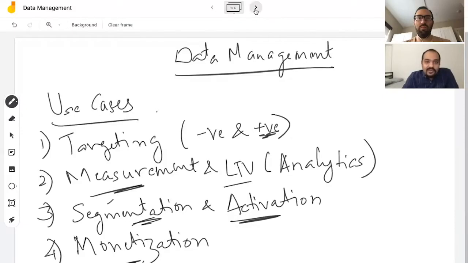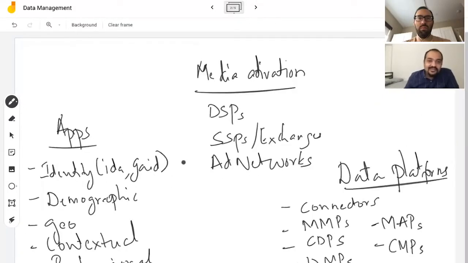Let me move on to the next whiteboard here, which talks about who are all the parties involved and what kind of data will be available within your apps, or let's say within wherever environment that you want to advertise, and what players are involved in doing the same.